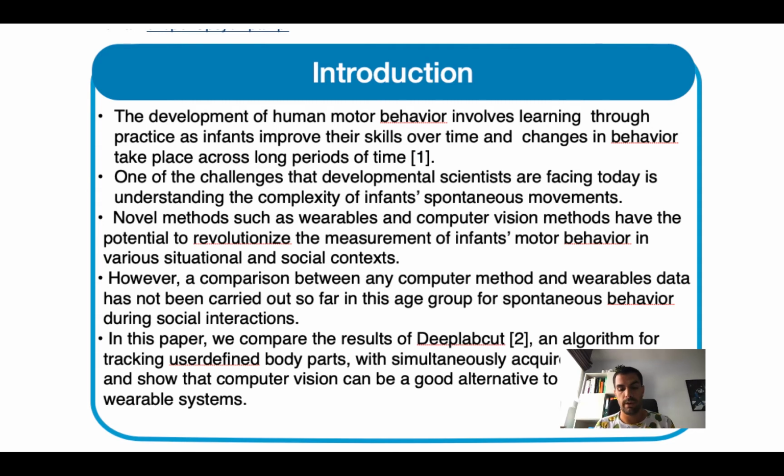So we rely on new methods like wearables and computer vision data, which can measure these infant motor behaviors in various situations and social contexts. However, even with these methods, there is not a real comparison of what computer vision can do in comparison, for instance, to sensor data, which is believed to measure movements more accurately.